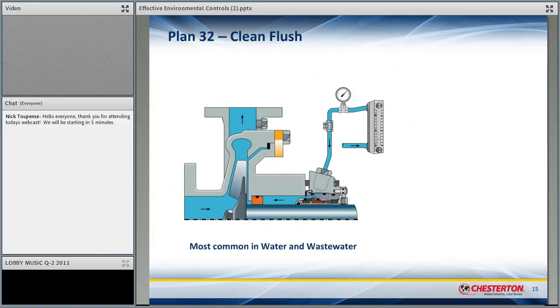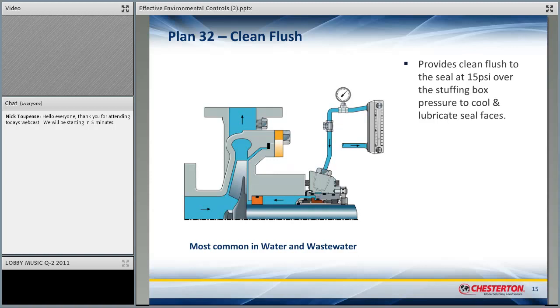The next one, Plan 32, clean flush. And this is probably the most common piping plan utilized in water and wastewater. What we do is we provide clean flush to the seal, generally speaking at 15 psi over the stuffing box pressure, to cool and lubricate the seal faces. And we use it in conjunction with a close clearance bushing here again.